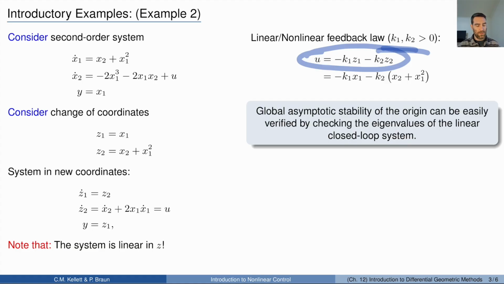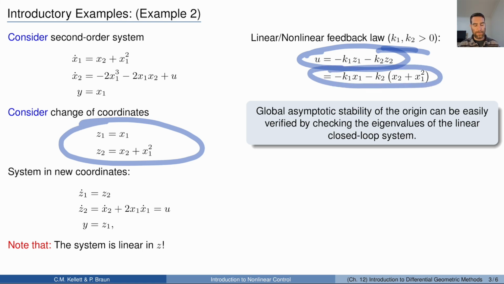We can use the coordinate transformation here on the left to also get the feedback law in the original coordinates, but by verifying the eigenvalues of the matrix in z dot is equal to Az plus Bu, we can check and verify that the origin of that system is asymptotically stable.